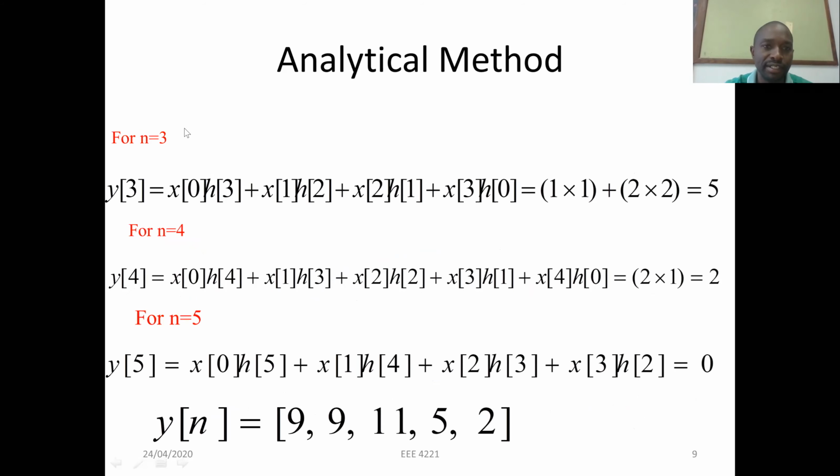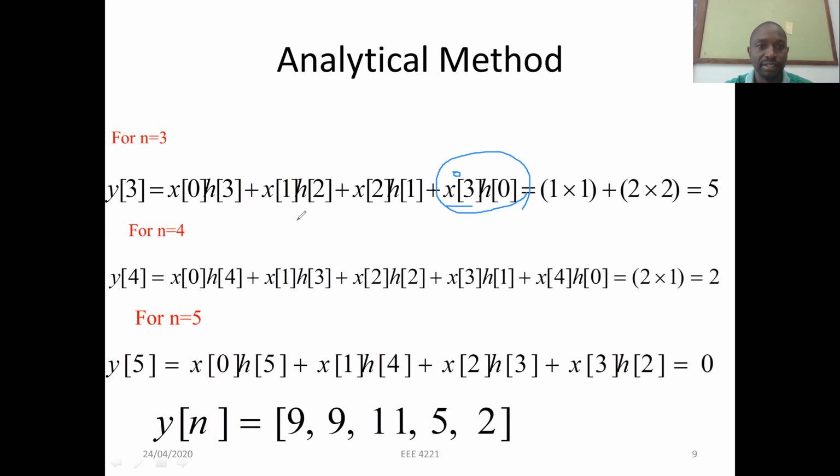basically we are substituting n equals 3. So you have y of n equals x of 0, h of 3, plus x of 1, h of 2, plus x of 2, h of 1, plus x of 3, h of 0. But again, in this scenario, you notice that the x values only go up to x of 2. Therefore, this will not be part of the equation. It's as good as you have a 0 here. And the next one, you have x of 2, you have h of 2, which are the maximum values.